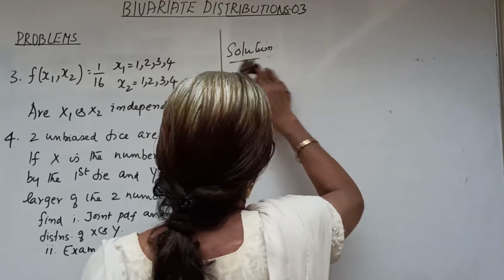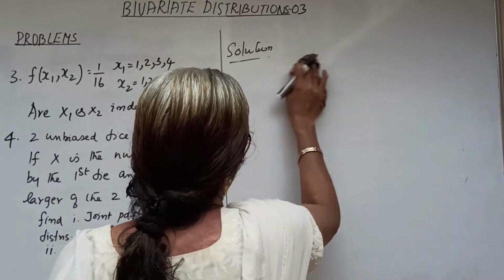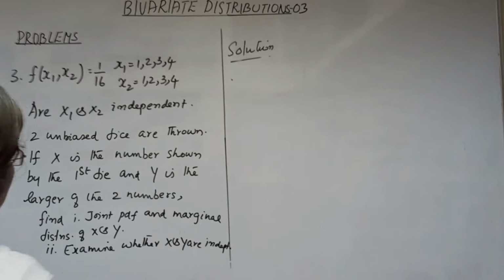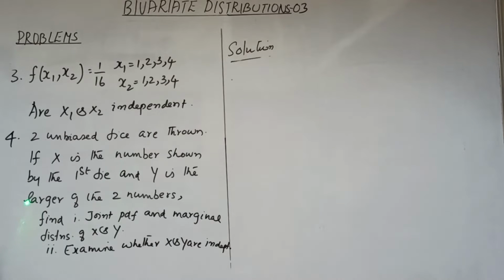That is, we are given two unbiased dice are thrown. We know the sample space; we can write the sample space. If x is the number shown by the first die and y is the larger of the two numbers, find the joint PDF and the marginal distributions of x and y. The problem is different. Examine whether x and y are independent.